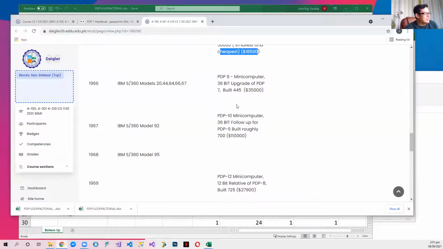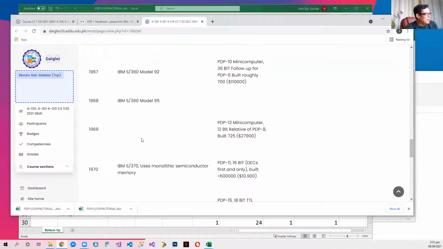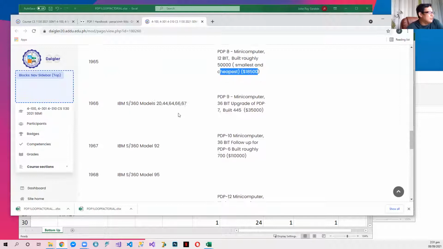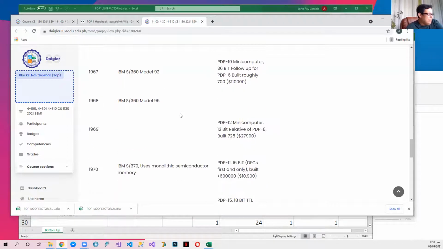By 1966, these are now ICs, the time of ICs, the third generation of computers. PDP built a mini computer, a 36-bit upgrade of the PDP-7, for only 35,000. That's the PDP-10. During those times, IBM released different versions of the S360, still at $1 million.